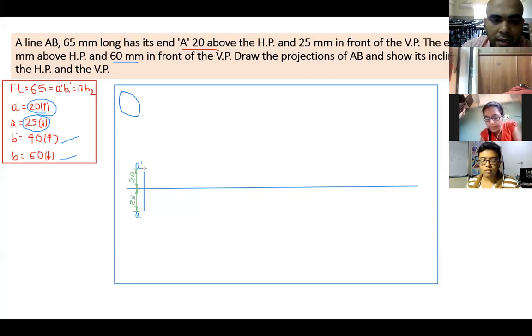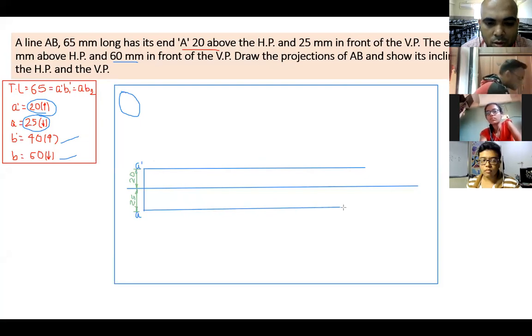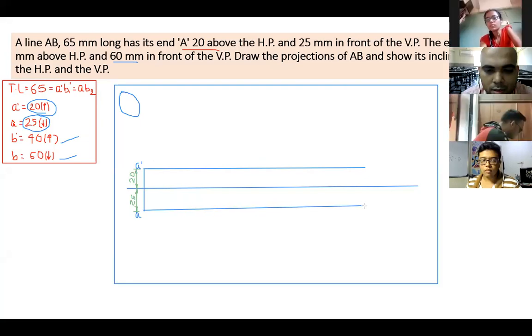Everything you make it light. Everything you make it light. I'm requesting all students, please make it light. This is just a random line made parallel to your X, Y. Just a random line made parallel to X, Y.